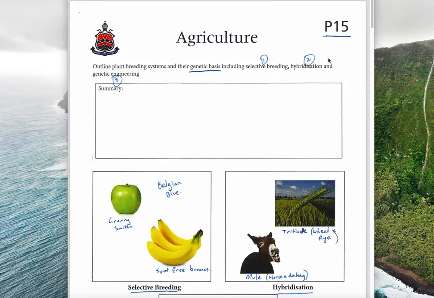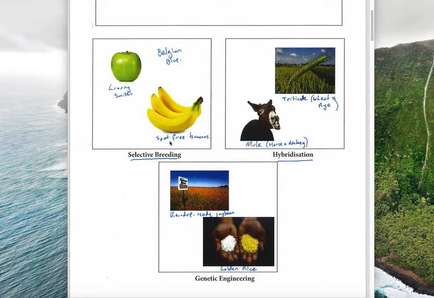Hello and welcome to Dot Point P15, and today we're looking at outlining plant breeding systems and their genetic basis, including selective breeding, hybridization, and genetic engineering. So the important thing here is we work out what the genes are actually doing and how they are helping breed new varieties of plants. So here's the three things that we're looking at: selective breeding, hybridization, and genetic engineering.